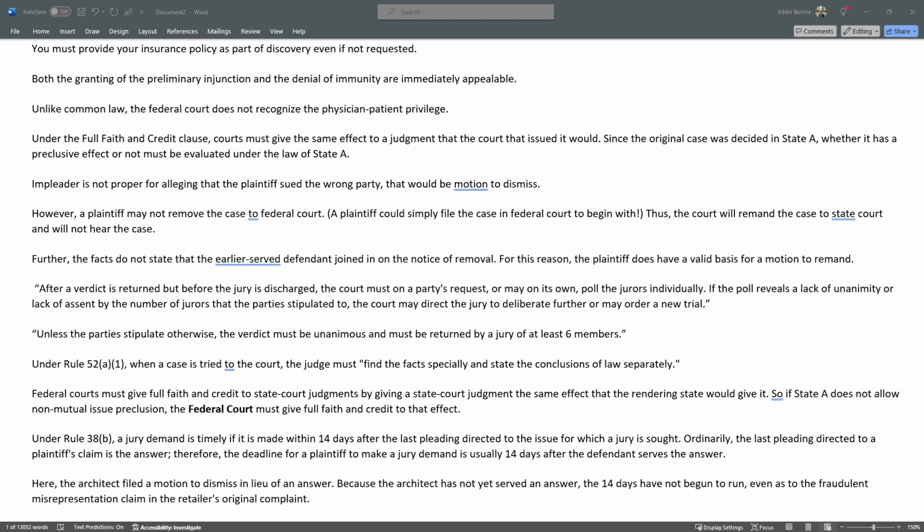Under Rule 38(b), a jury demand is timely if it is made within 14 days after the last pleading directed to the issue for which a jury is sought. Ordinarily, the last pleading directed to a plaintiff's claim is the answer. Therefore, the deadline for a plaintiff to make a jury demand is usually 14 days after the defendant serves the answer. Here, the architect filed a motion to dismiss in lieu of an answer. Because the architect has not yet served an answer, the 14 days have not begun to run, even as to the fraudulent misrepresentation claim in the retailer's original complaint.